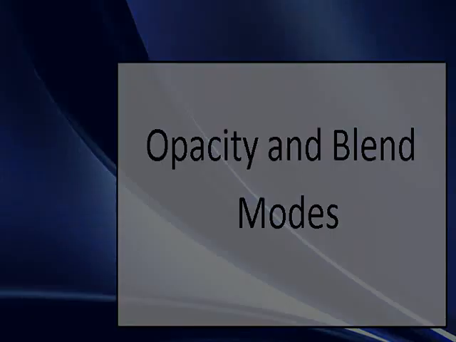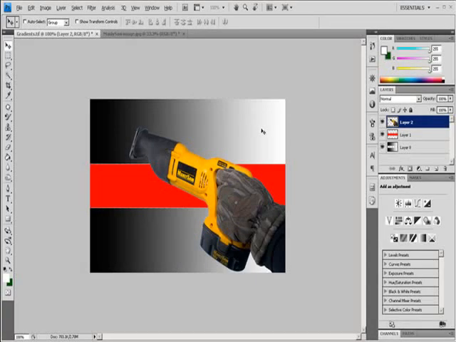Opacity and blend modes. Specify opacity for a layer or group. A layer's opacity determines to what degree it obscures or reveals the layer beneath it. A layer with 1% opacity appears nearly transparent, whereas one with 100% opacity appears completely opaque.